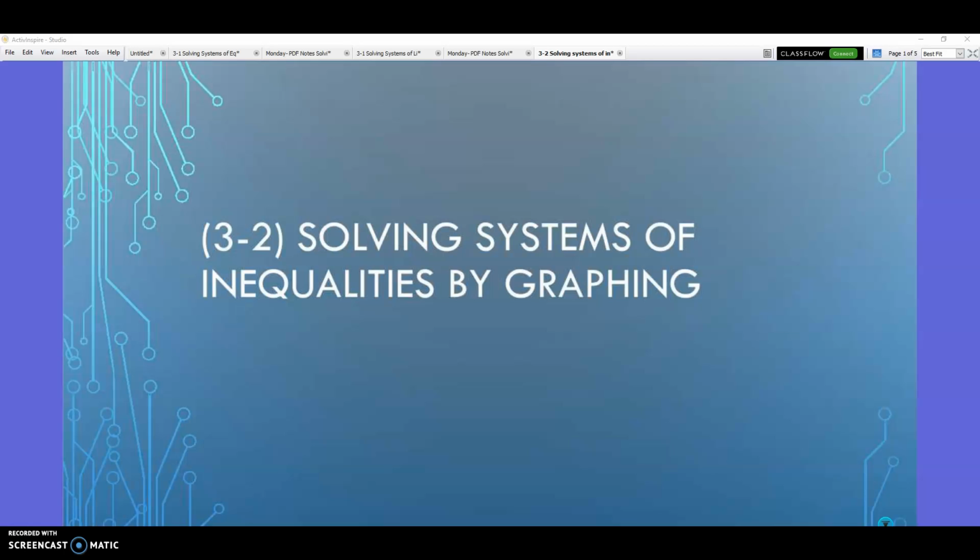Hello, welcome to the notes for 3-2 Solving Systems of Inequalities by Graphing. Since we're graphing today, if you have graphing paper, that would be helpful, and also if you have different colored pencils or pens or different colors of writing utensils, that would be beneficial for today.